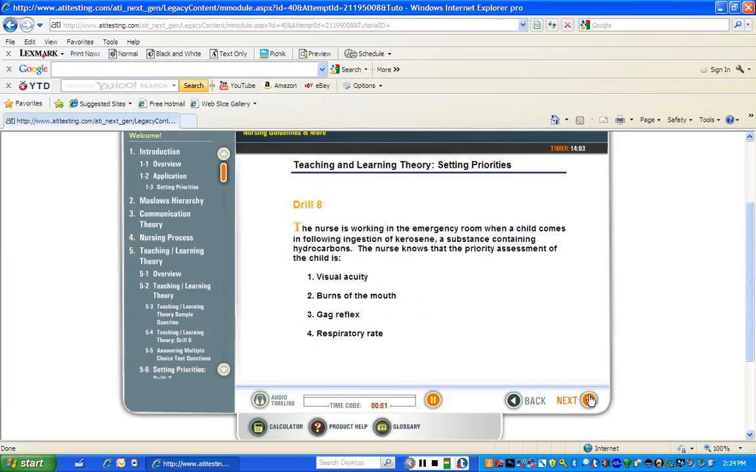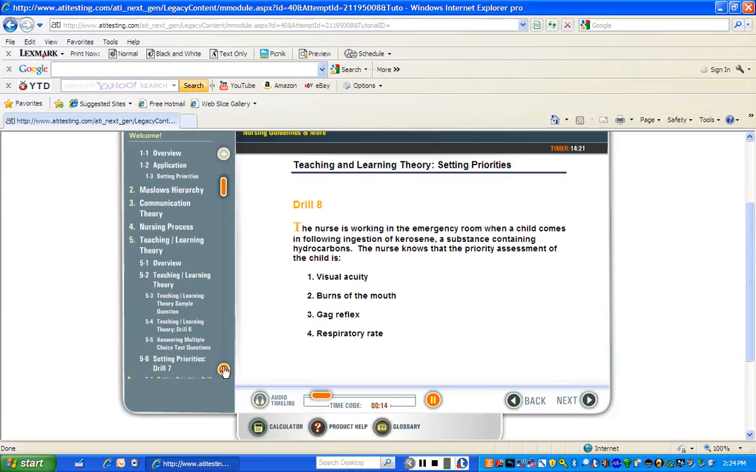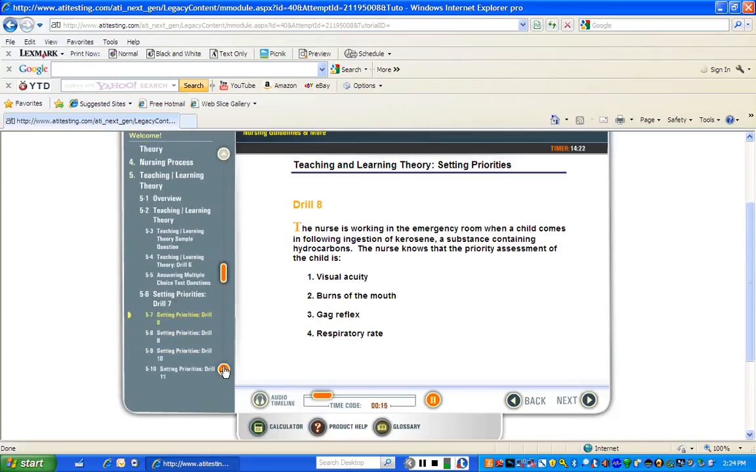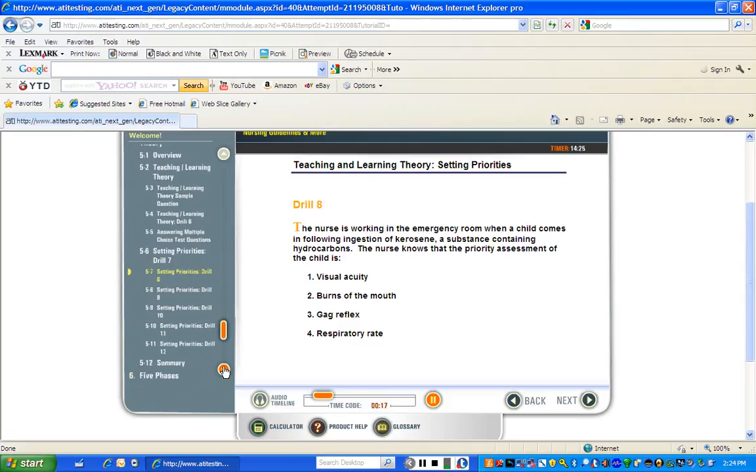Okay, here is another sample question where you will be eliminating distractors using the priority setting strategies that we just learned. Start by separating the case scenario from the stem of the question. The case scenario tells us that the nurse is working in the emergency room when a child comes in following ingestion of kerosene, a substance containing hydrocarbons. The stem of the question asks, the nurse knows that the priority assessment of the child is.